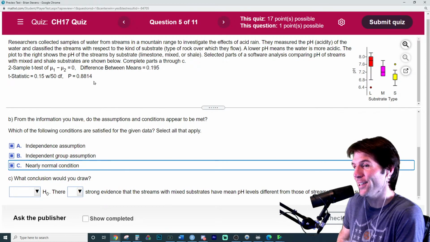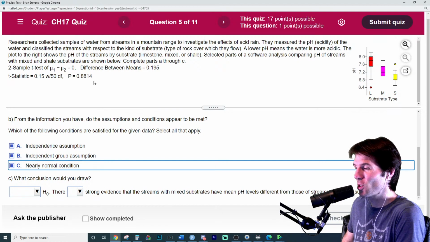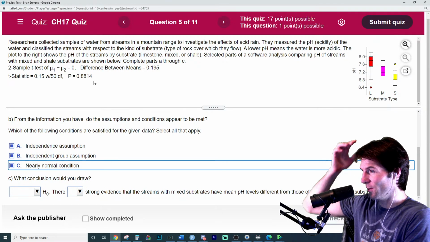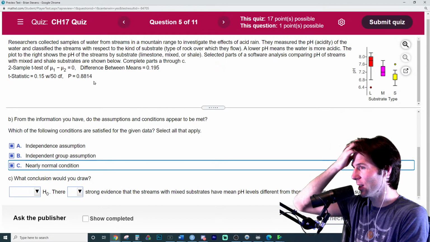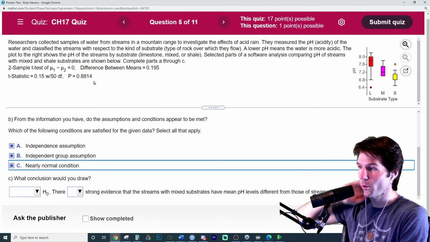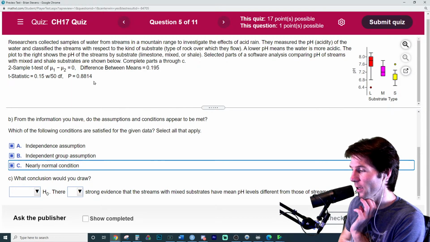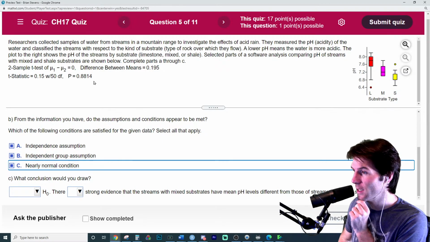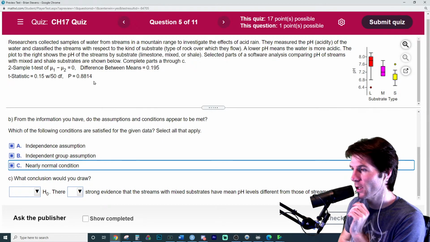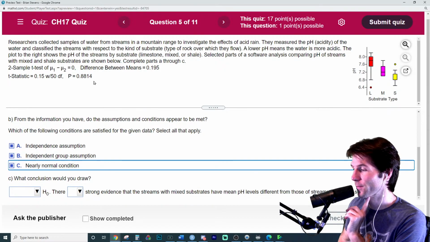P-value of 0.8814. So will I reject the null or not reject the null? The p-value here is extremely high. And what do we mean by high? We mean higher than 0.05. The p-value here is ridiculously high. So with a crazy high p-value, what do you think we're going to do? When the p-value is high, just let the null fly.